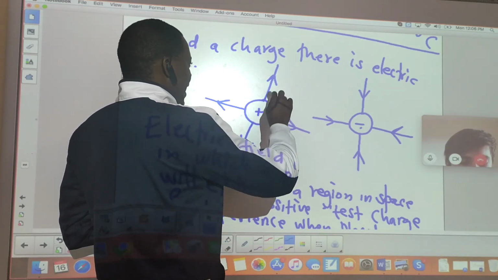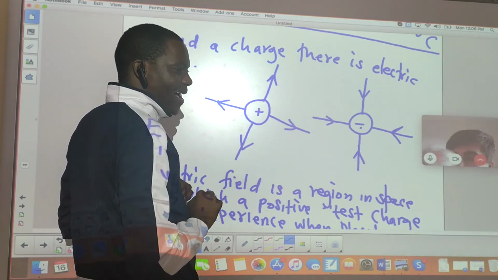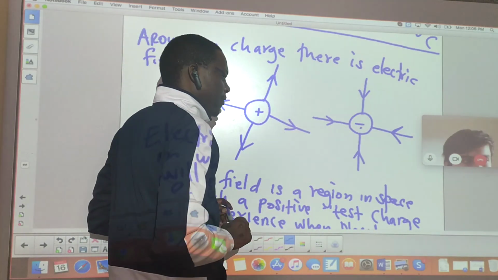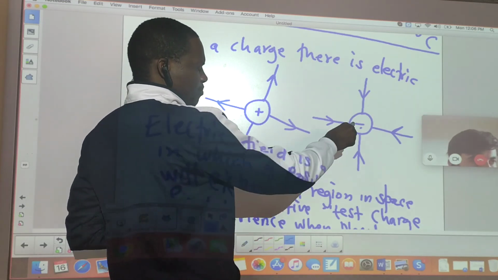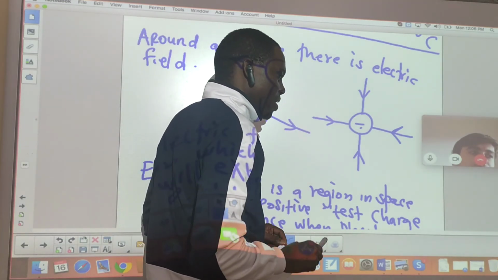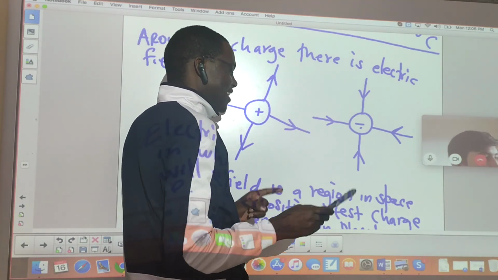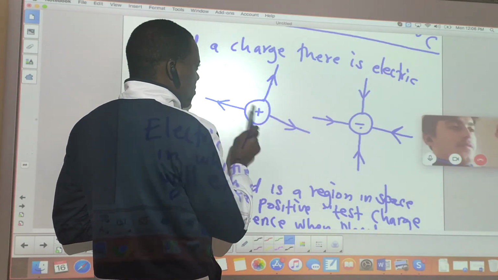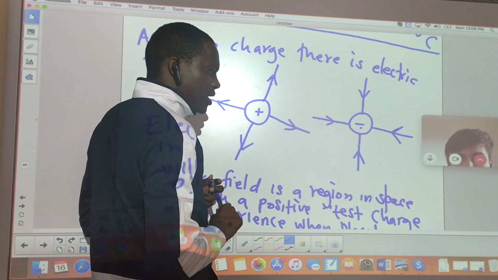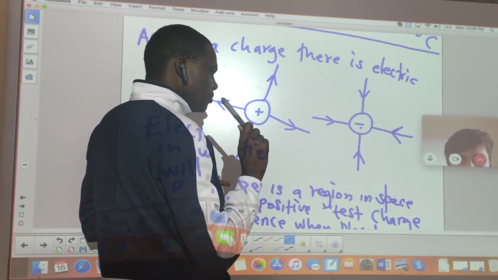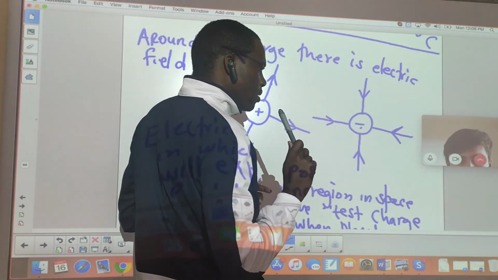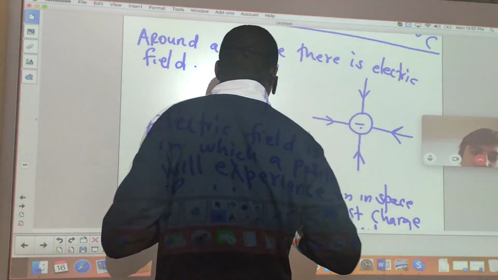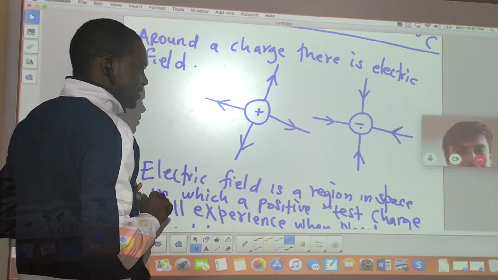So this is a line. This is the line for a negative point charge. All right? So, if you look at these lines, we call them electric field lines. Sometimes they call them electric force lines. All right? Yes, electric force lines.